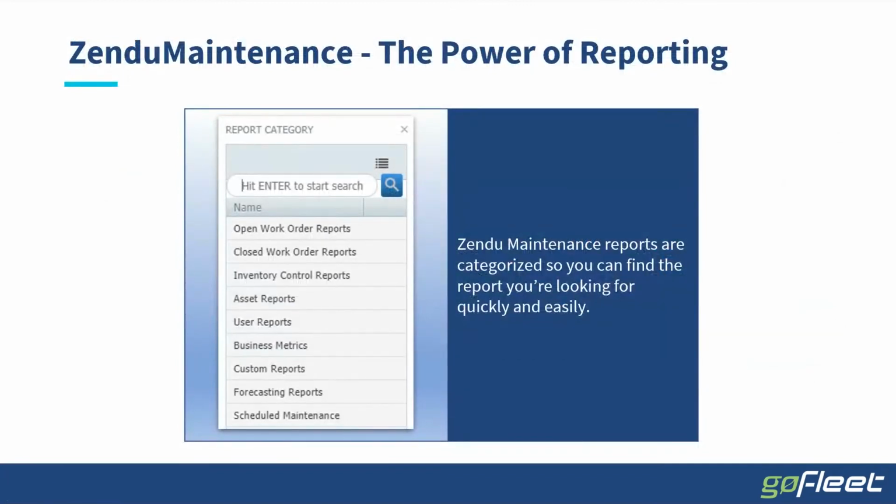So within the power of reporting, we have categorized reports so you can find the report you're looking for quickly and easily. We're able to look at open work order, closed work order, inventory control reports, asset reports, user reports, business metrics, customized reports, forecasting reports, and scheduled maintenance. These are just the broad categories that we get. And within these, there are multiple reports.